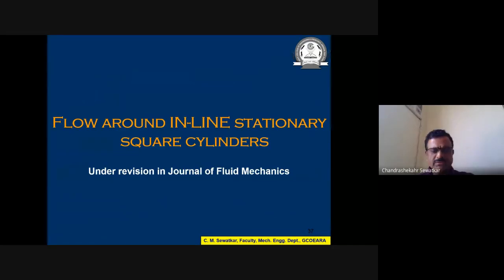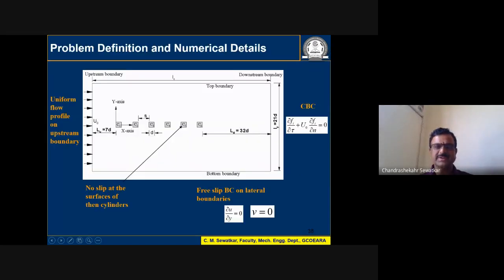The second important problem which we looked at is the flow around inline stationary square cylinders. The work is actually published in the Journal of Fluid Mechanics, although I have written it as under revision; that time it was under revision when I prepared this presentation. The configuration is now like this: C1, C2, C3, C4, C5, C6. We worked with a large number of cylinders also, but then finally decided to go ahead with 6 cylinders, as there was no variation in the results.